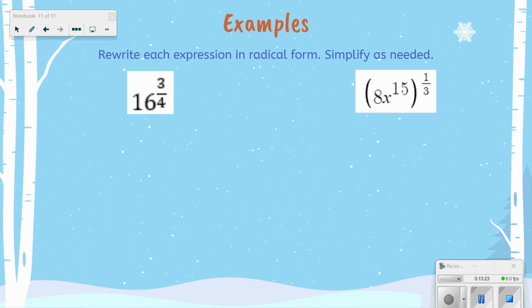All right, let's look at our first problem. I have 16 to the 3/4 power. We want to rewrite in radical form. So if I see radical form, what does that look like? A root. Good job. So let's think about 16 to the 3/4 power. That's what root? The 4th root. All right, so I have the 4th root, and then what do I have the 4th root of?